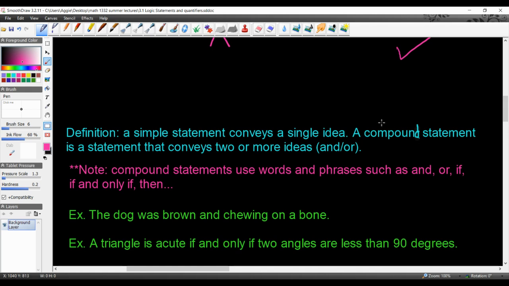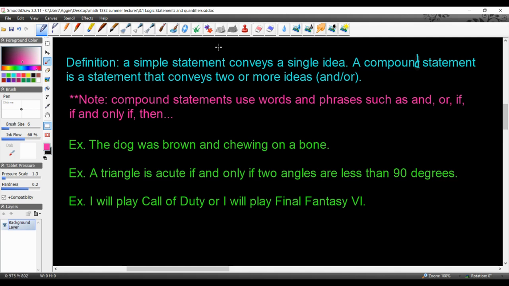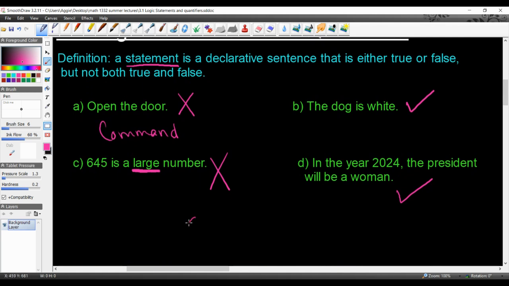All right, next definition. Definition: a simple statement conveys a single idea. So it's one idea. So the ones that we had up here, these four, these were all simple. Okay, they had a single idea. These two anyway, because these two were not statements. So these two were single ideas, so simple statements.